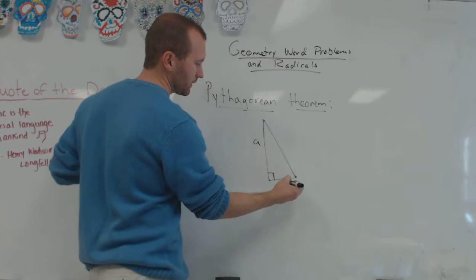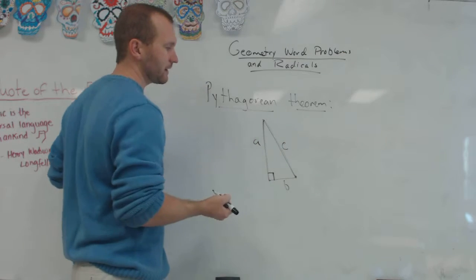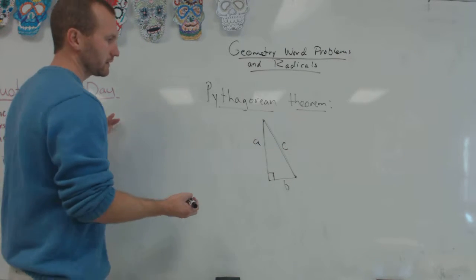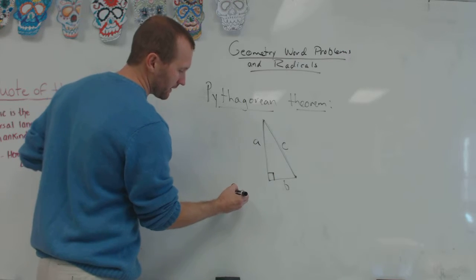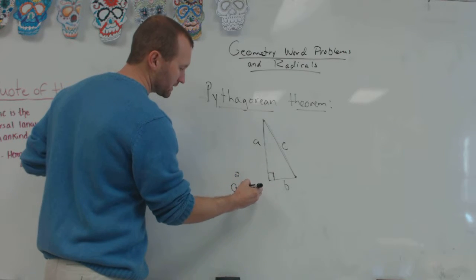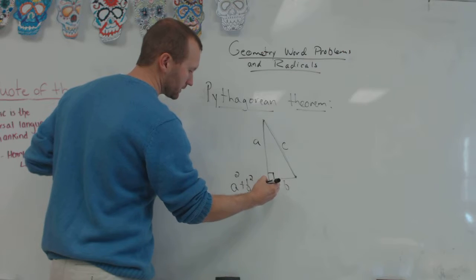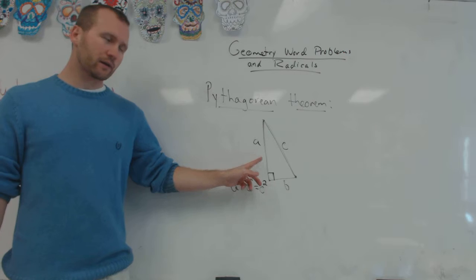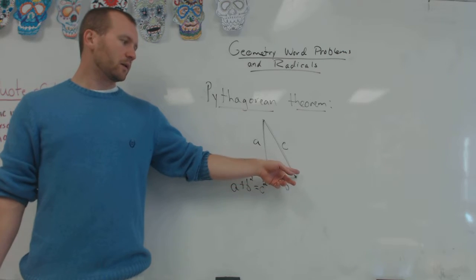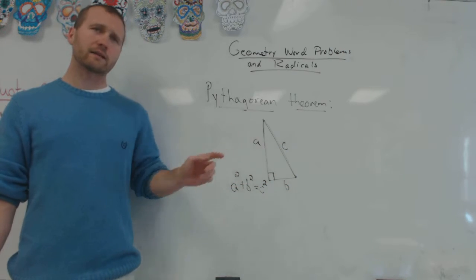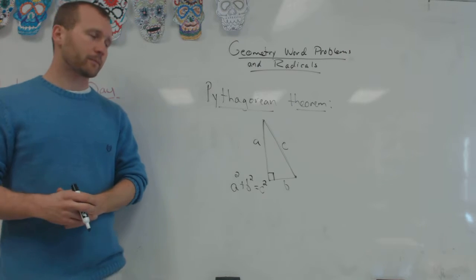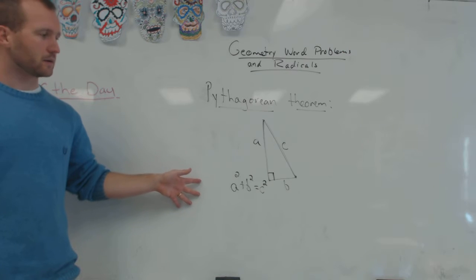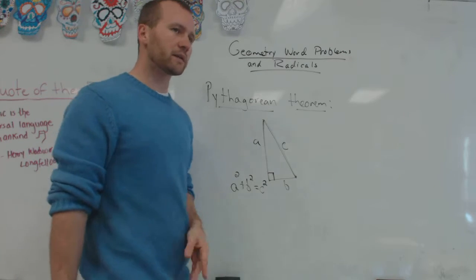Well, it says if we call the three sides of a right triangle A, B, and C, C being the hypotenuse, then A squared plus B squared will equal C squared. So the length of this side squared plus the length of this side squared will always equal the length of this side squared. And you can do a lot of things with the Pythagorean theorem in word problems, or in other types of problems.